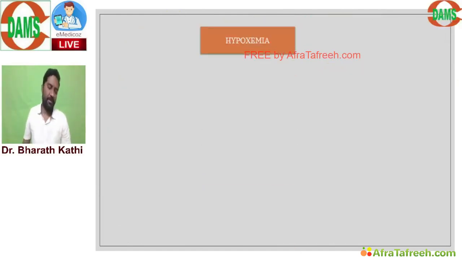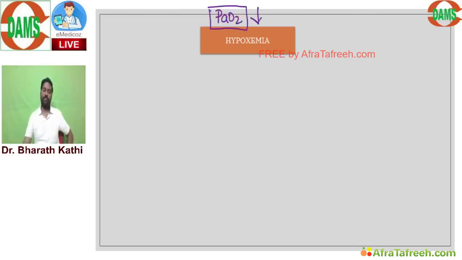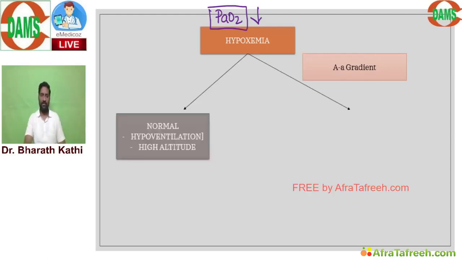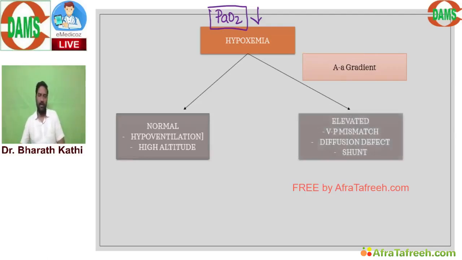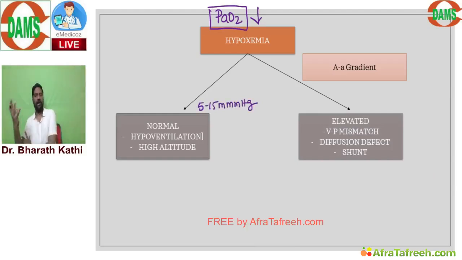Hypoxemia. Whenever a patient reaches you with hypoxemia, there is a low PaO2. Now you should see the AA gradient and based on the AA gradient, you should divide the patient into two. Is it a normal AA gradient or is it elevated? Normal means it will be 5 to 15 mm Hg. Generally more than 15, usually 20 mm Hg is taken. If it is high, it is an elevated AA gradient.